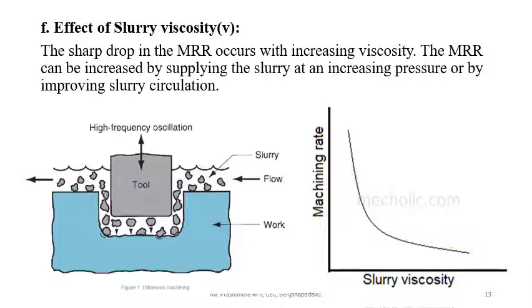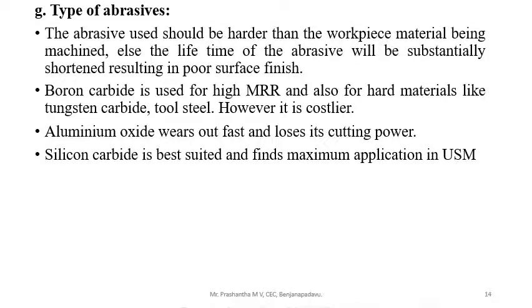Next we will move on to the last process parameter, type of abrasives. The abrasives used should be harder than the workpiece material being machined, else the lifetime of the abrasive will be substantially shortened, resulting in poor surface finish during subsequent machining.